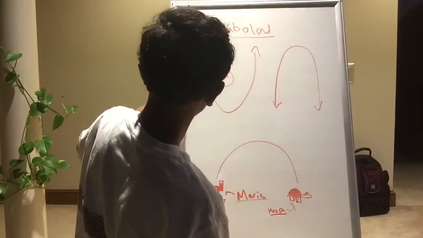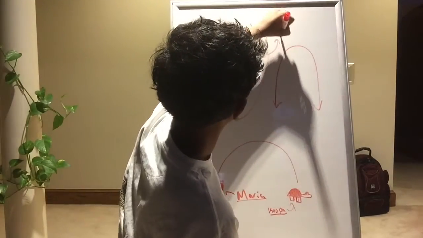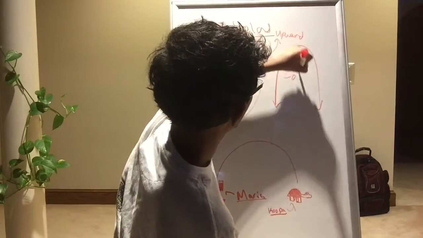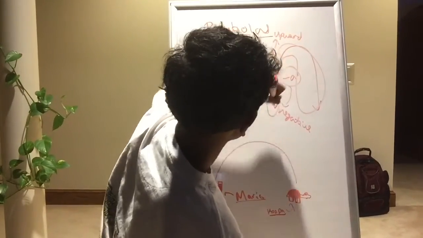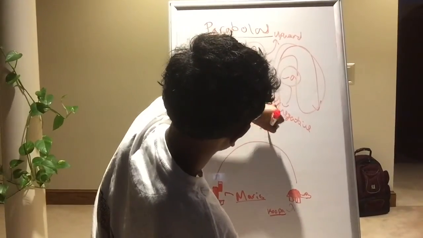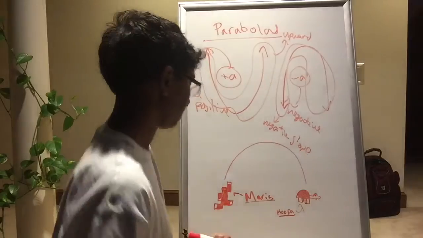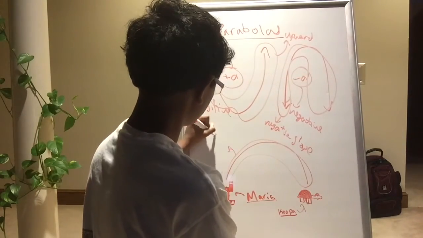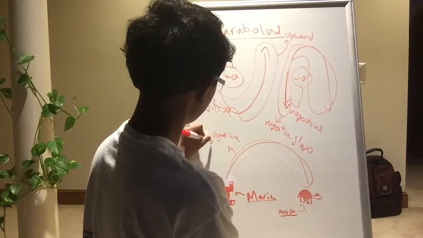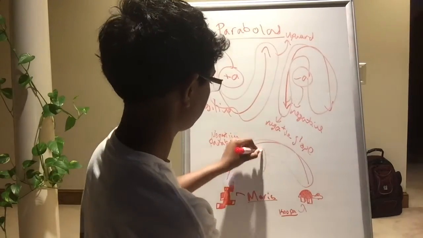As you can see in this example, there's a positive parabola and a negative parabola. The direction that the parabola faces is all based on the a. If the a is positive, the parabola will face upwards. If the a is negative, the parabola will face downwards. Now, if you look closely, you can see that Mario, when he jumps, creates a negative parabola.